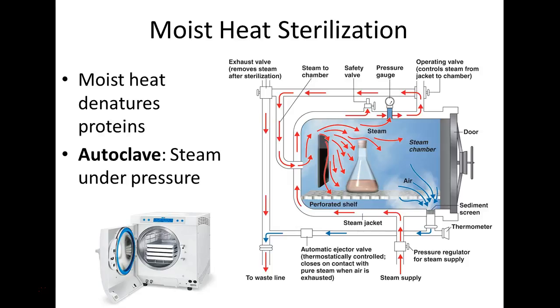Surgical implements are autoclaved. Growth media is autoclaved. Great many other things are autoclaved before they're used, and that is to obtain sterility. Autoclaves use steam, high temperature, and high pressure. You can see here there's a very thick door. This is basically a very, very large, powerful pressure cooker.